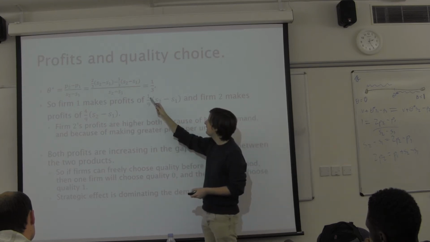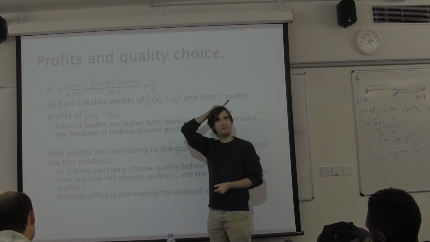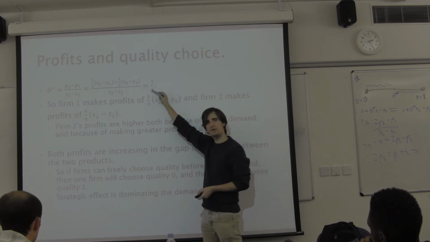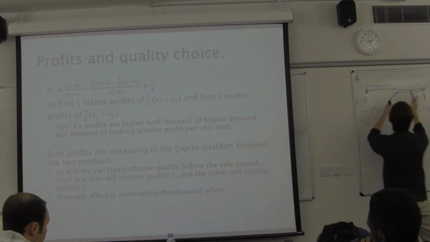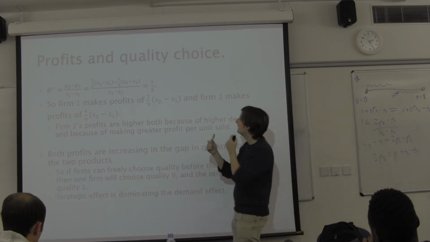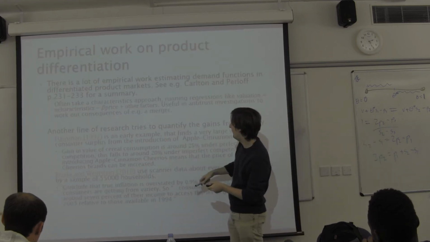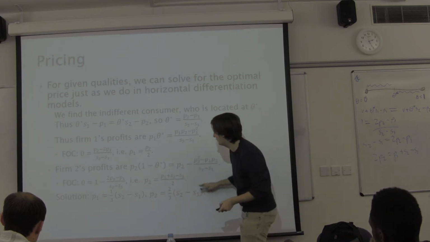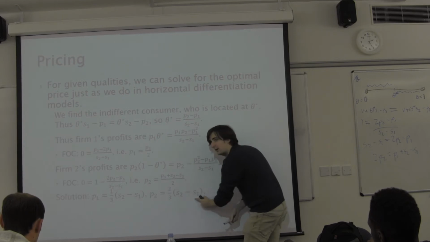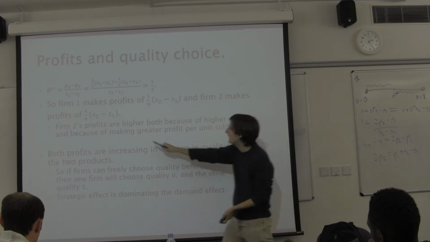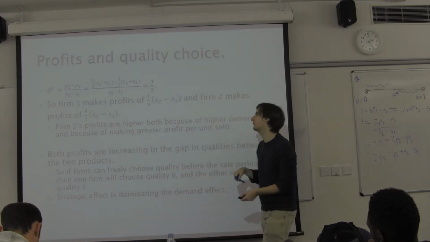And then, what's the demand going to the high quality firm in this model? 2/3, yeah. The indifferent consumer's at 1/3, so everything else is going to the high quality firm. That's 2/3, everything that's left over. They're setting a price for this thing, so we get 2/3 times all of this. 2/3 times 2/3 is 4/9, and that's what we have there. So the second firm is making profits of 4/9.